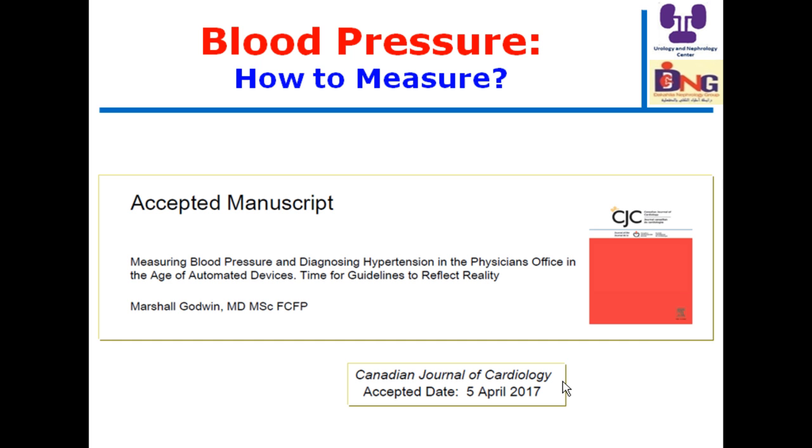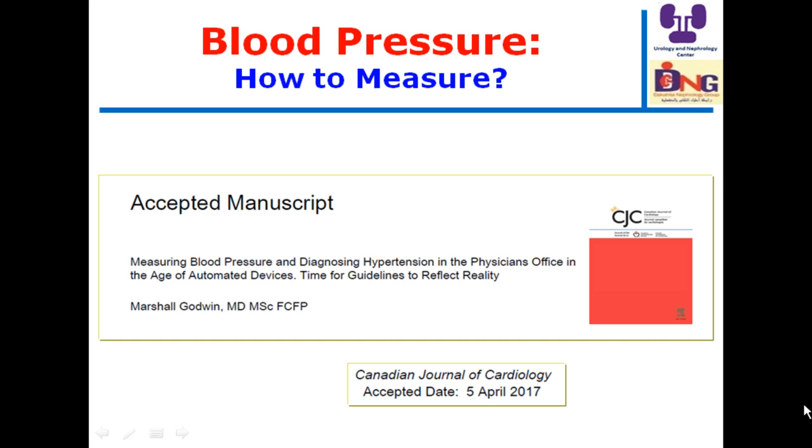So the advice is there are important elements for correct blood pressure measurement and technique. First, the patient should sit in a chair with his or her back supported and should rest for at least 5 minutes before the blood pressure is measured. Second, the patient's arm should be at the level of the heart. Third, the length of the blood pressure cuff's bladder should encircle at least 80% of the arm's circumference.